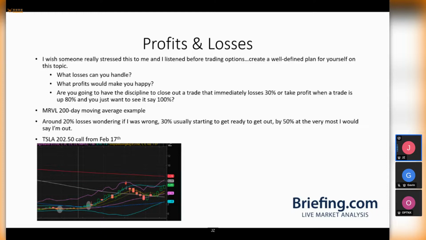Do you need to take a pause to take some profit in your Tesla trade? I'll be honest with you. This is actually my favorite trade so far because I could just call it out in the room.